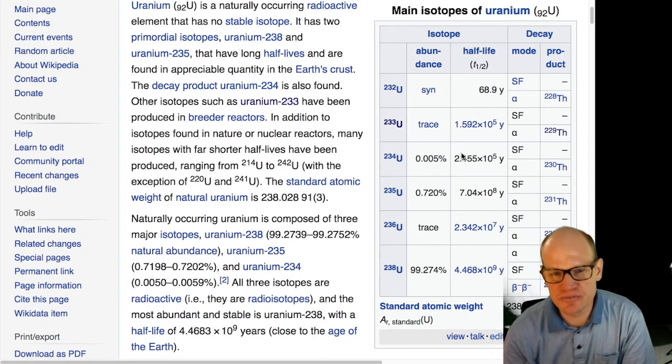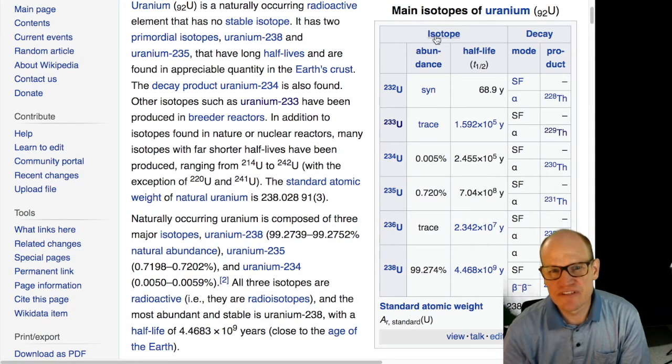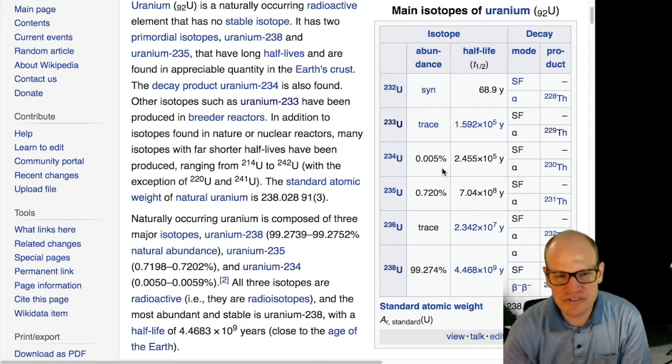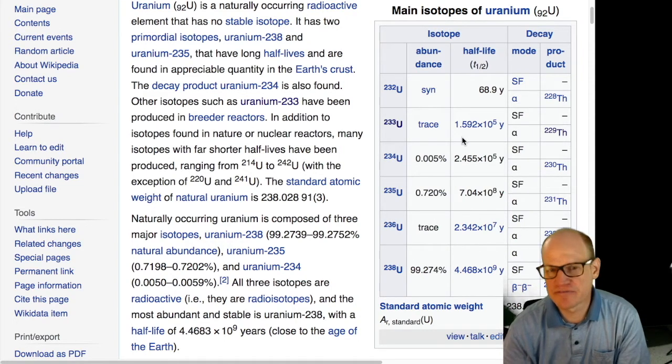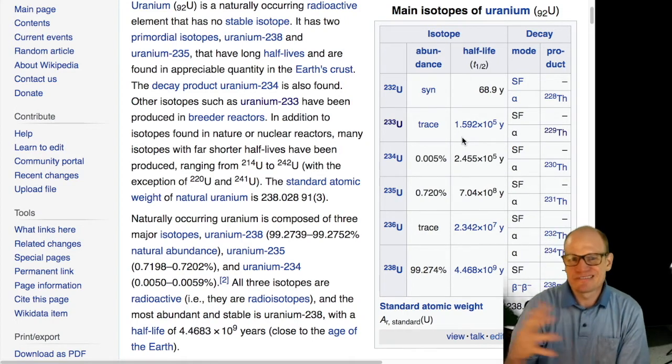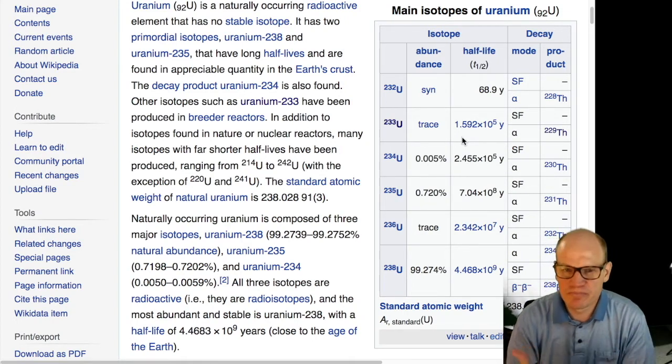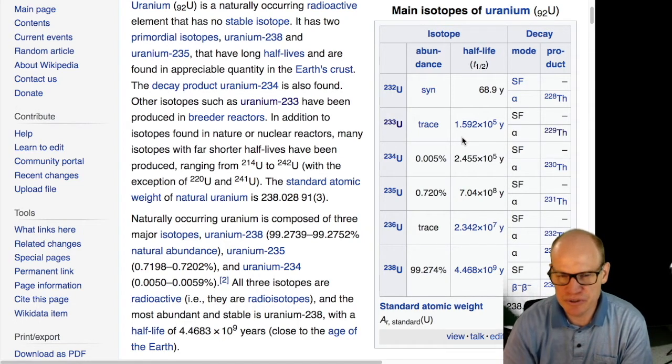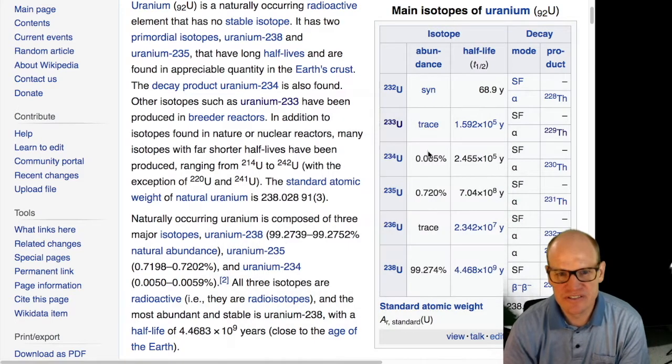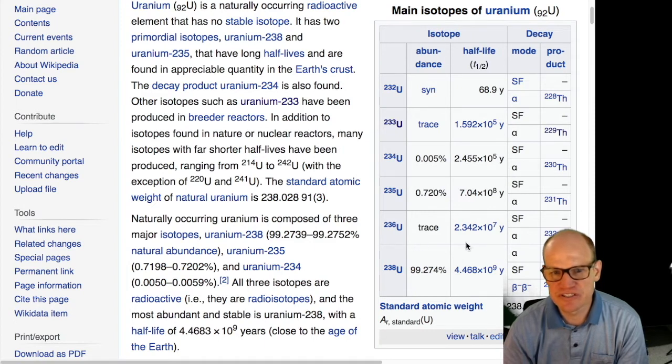There are other uranium isotopes that have relatively long half-lives, like uranium-233. Now this abundance here is the naturally occurring abundance, but you'll notice that uranium-233 has a half-life of 10 to the 5, so that's 100,000 years. That's a long time from a human perspective, but it's not a long time by geological timescales, where you're looking at billions of years that are 10,000 times longer than this. And so there are only trace amounts of uranium-233 and of uranium-236 because they have short half-lives. Uranium-235 has a fairly long half-life, and uranium-238 has an even longer half-life.